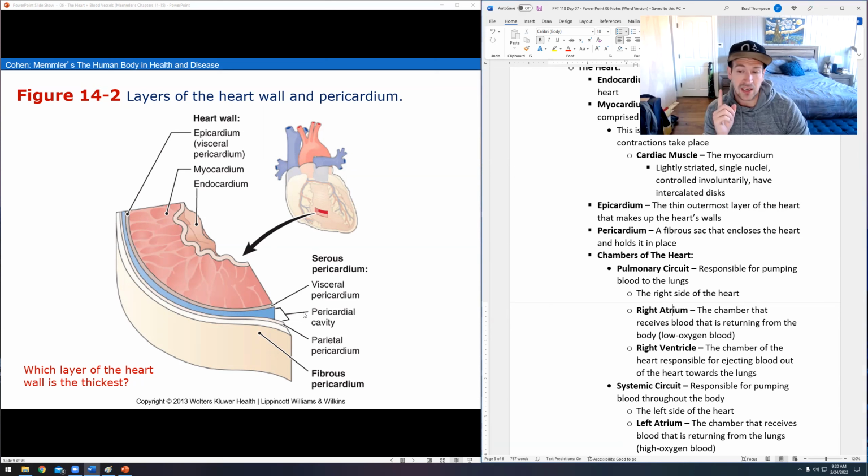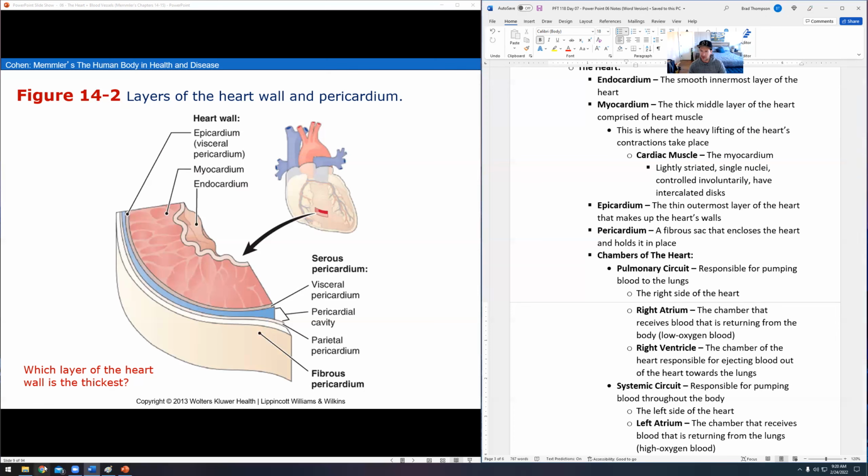And then you are going to see what is called the pericardium. Now, the pericardium, peri is perimeter, right? It's around the perimeter of the heart, and that's exactly what it is. It's a fibrous sac that encloses your heart and holds it in place. So the pericardium is this big sac that holds everything where it needs to be. Now that seems like it might be part of the heart, but technically it's not actually part of your heart. It's just connective tissue that holds your heart in the center of your chest.